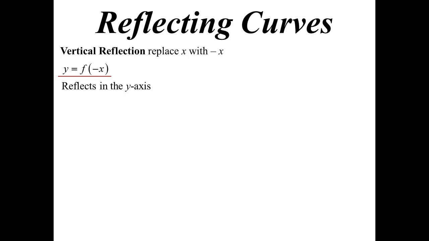Now, that's in the y-axis. If you wanted to reflect in a different line, what you do is you replace x with 2a minus x. That'll reflect in the line x equals a. So it sort of combines the reflection with a horizontal shift as well.